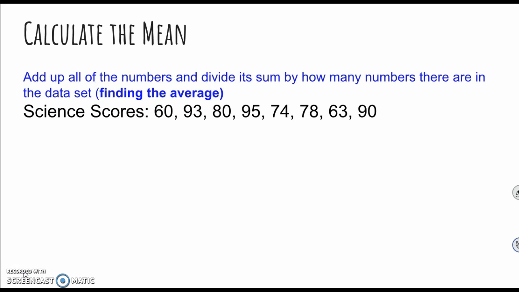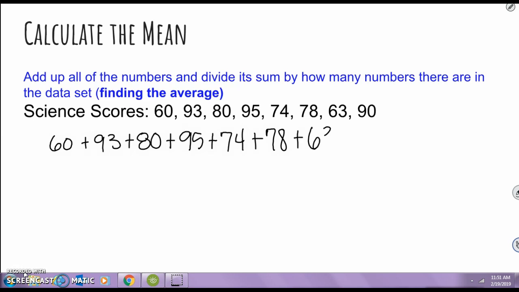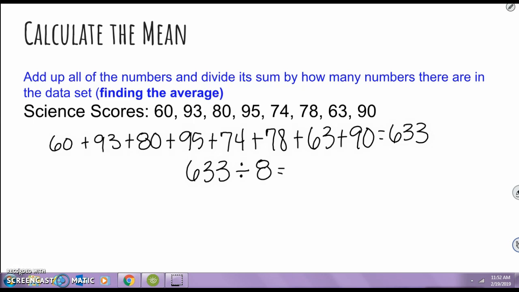Using your calculator, we are going to add 60 plus 93 plus 80 plus 95 plus 74 plus 78 plus 63 plus 90. The total of these 8 scores is 633. Since there are 8 numbers in our data set, to find the mean, we divide 633 by 8. That gives us a total of 79 and 125 thousandths.